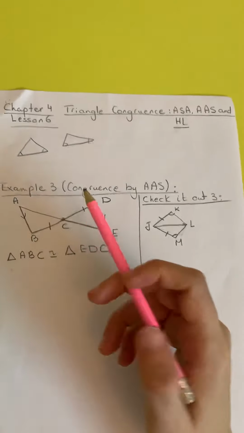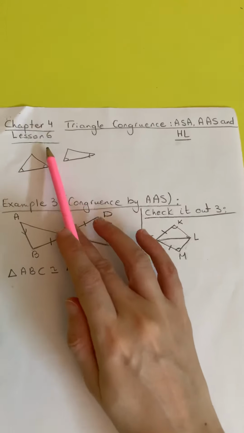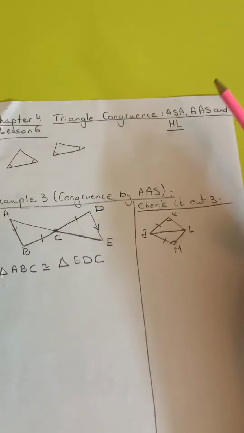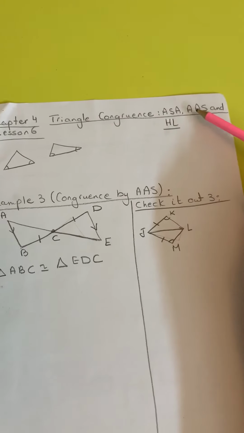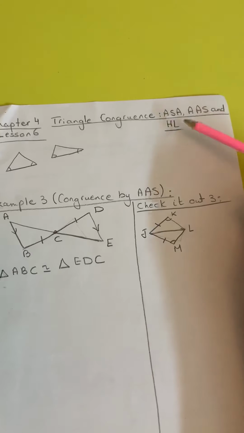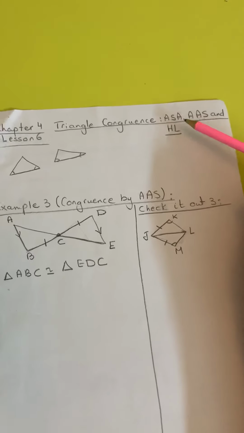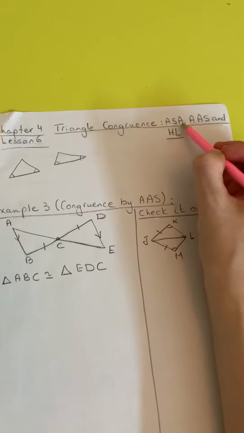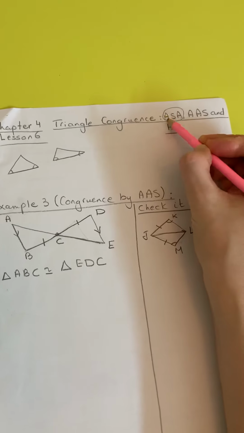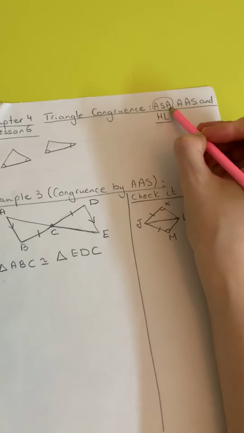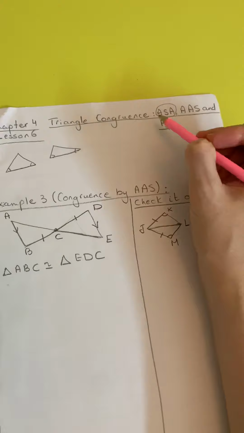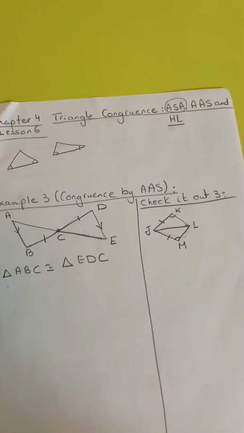Good morning. Today our lesson is chapter 4, lesson 6, triangle congruence by ASA, angle, side, angle, and HL. Yesterday we studied this case, which is angle, side, angle, in example 2. And now today we're going to study example 3.